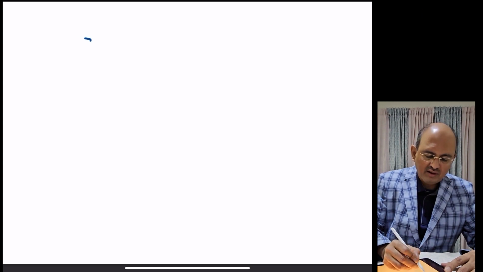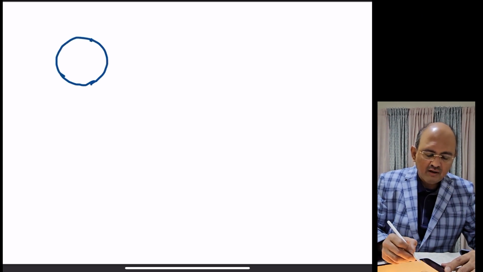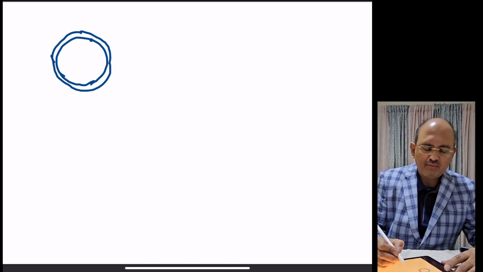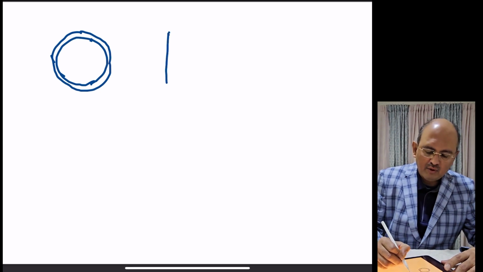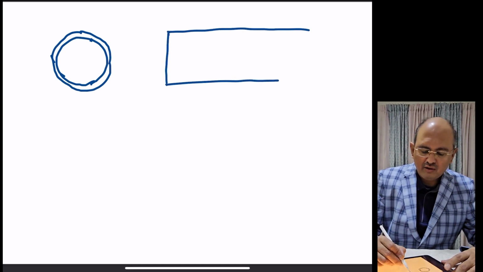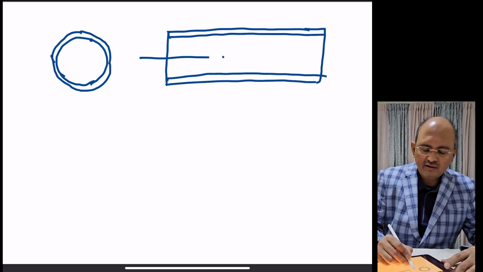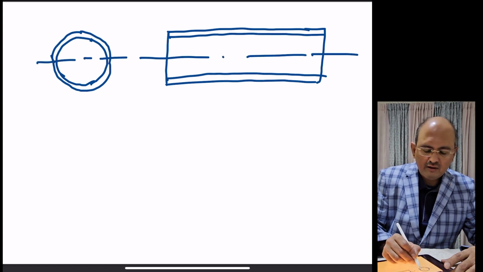So pipe is of course circular. So let's draw pipe which is a circle, and in this pipe it's of course having a thickness. So I'm going to draw a pipe. I'm also going to draw a cross section of the side view of this pipe, which is going to be something like this. This is the center line.